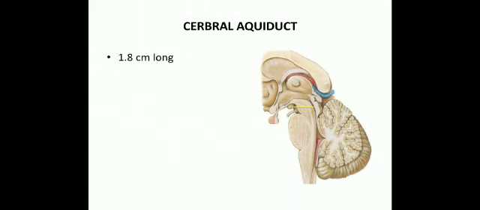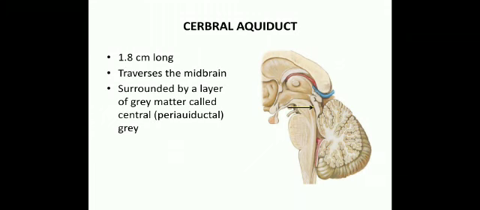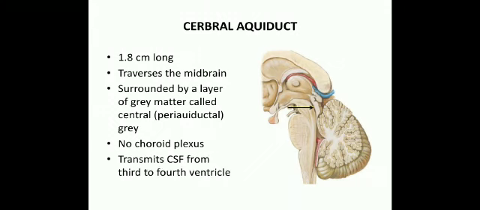The cerebral aqueduct is 1.8 centimeters long. It traverses the midbrain. It is surrounded by a layer of grey matter called the central or periaqueductal grey. There is no choroid plexus in this aqueduct and it transmits the CSF from the third ventricle to the fourth ventricle.